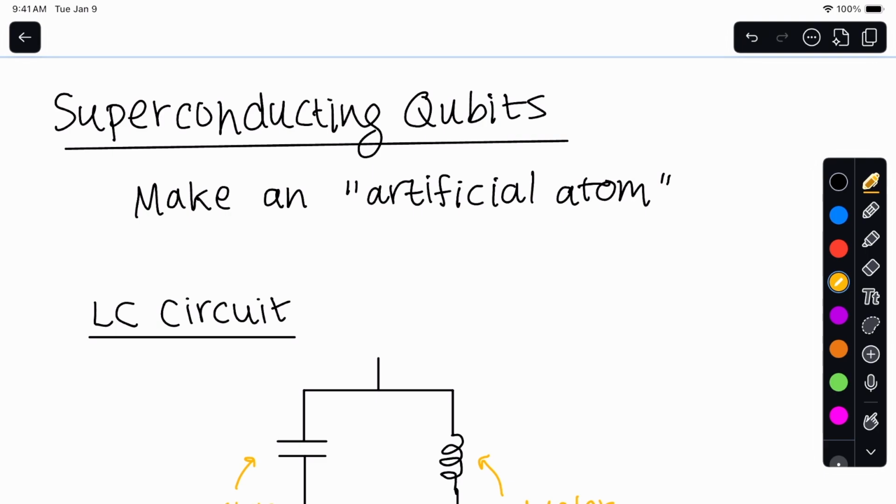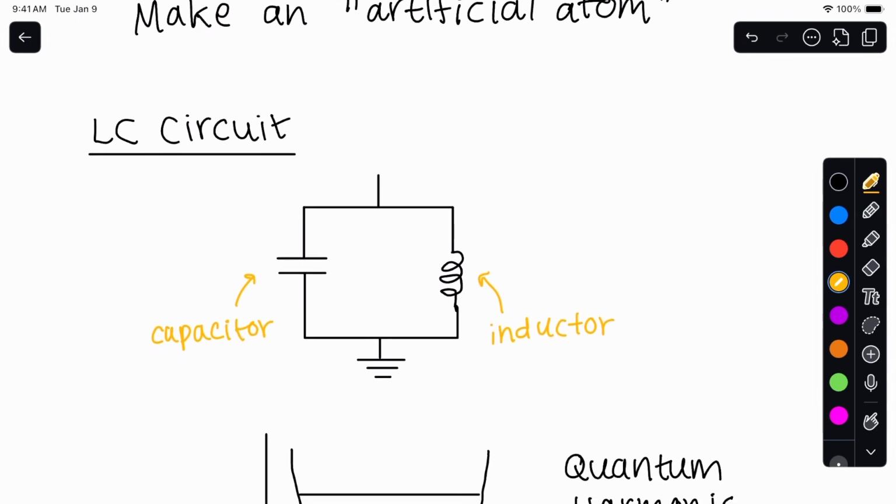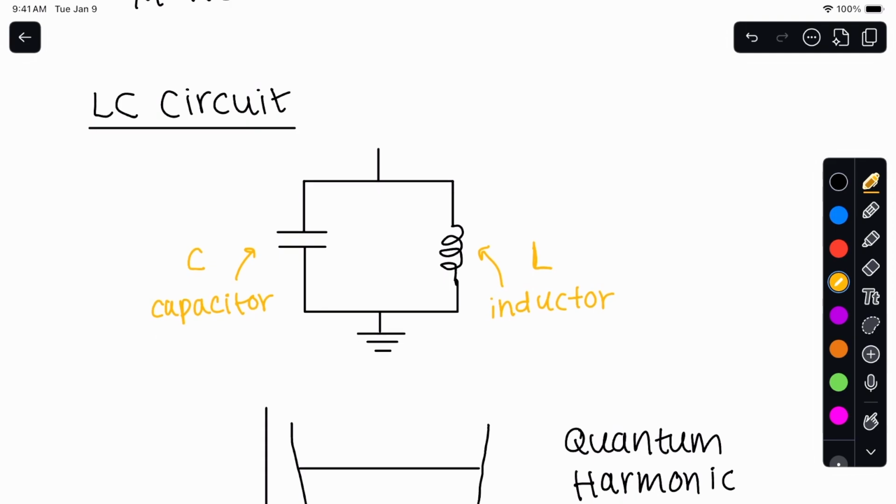The idea behind superconducting qubits is to make an artificial atom. The reason for this is so that you can engineer the properties of this atom in ways that are beneficial or would be useful. To start off with, we can think about the concept of an LC circuit. L is the letter usually used to represent an inductor, and C is the letter used to represent a capacitor. This is a simple oscillating circuit. You may have seen this if you've ever taken electromagnetism or been in a class where you build circuits. You can think of it as the charge or the current oscillating back and forth between the capacitor and the inductor.